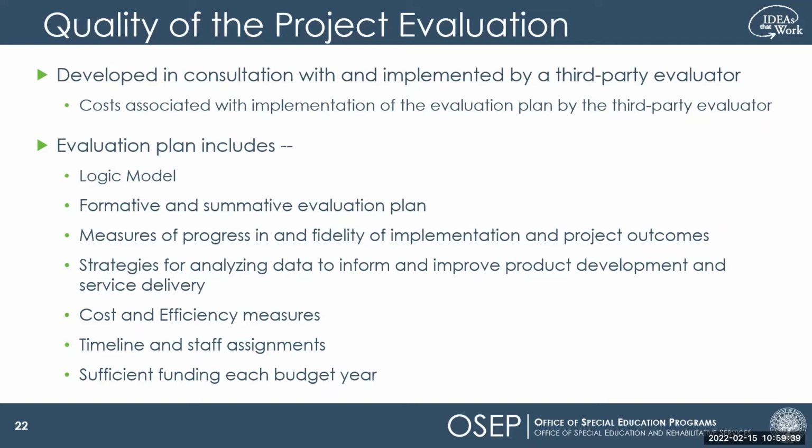The plan must describe how the formative evaluation will use clear performance objectives to ensure continuous improvement in the operation of the proposed project, including objective measures of progress in implementing the project and ensuring quality of products and services. This plan should be related to the proposed project's logic model required in paragraph B1 of the application and administrative requirements in this priority. The evaluation plan must describe how progress in and fidelity of implementation, as well as project outcomes, will be measured to answer the evaluation questions.